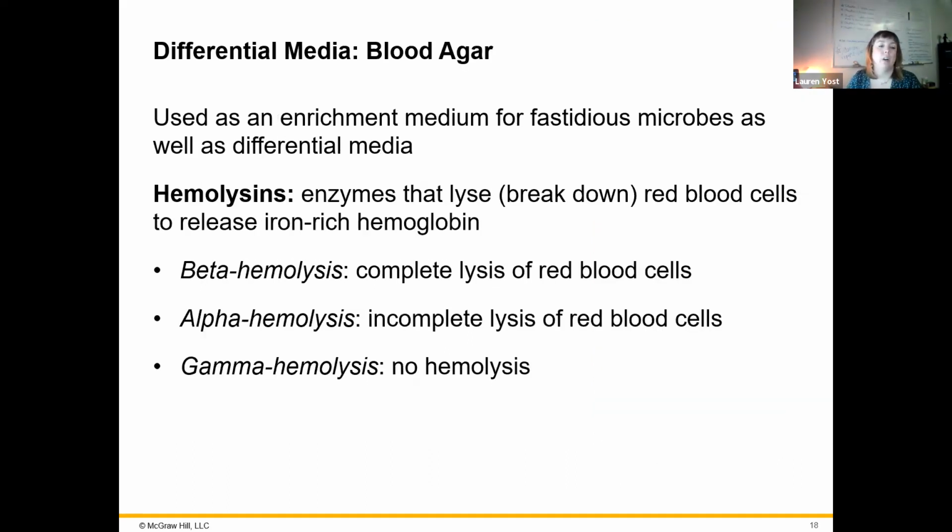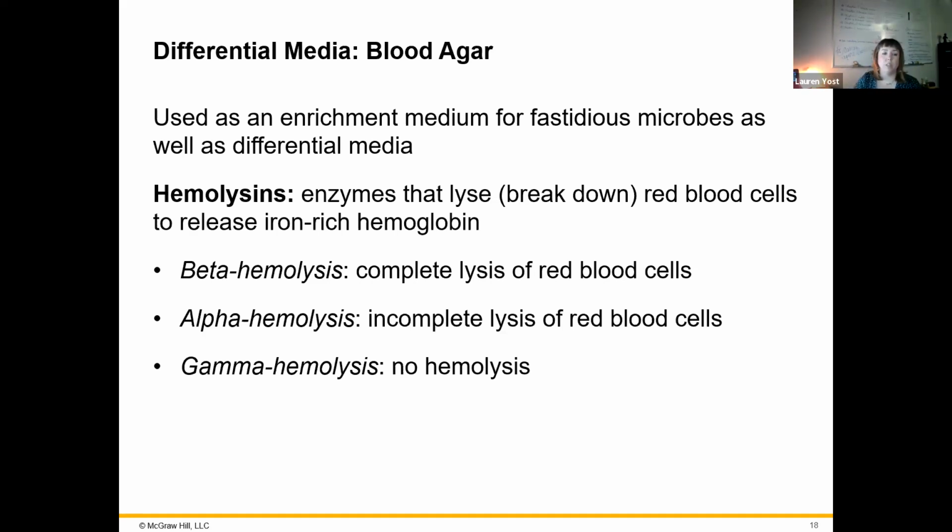So blood agar is a differential media. It also tends to be an enriched media. So it can investigate hemolysis, the presence of hemolysis, and whether your organism is able to break down red blood cells. If you can lyse or break down red blood cells, then you will see an effect on the agar itself, because this is literally blood agar.